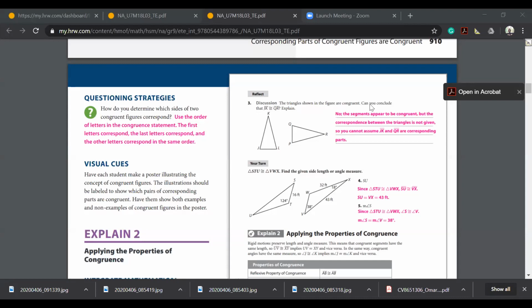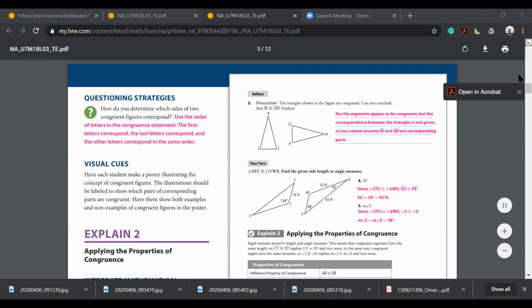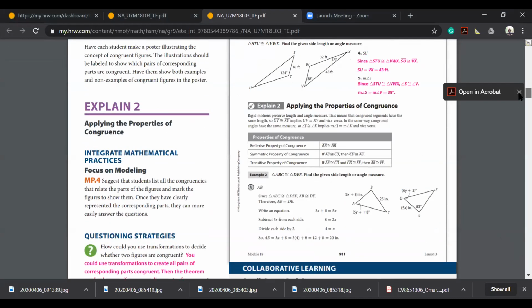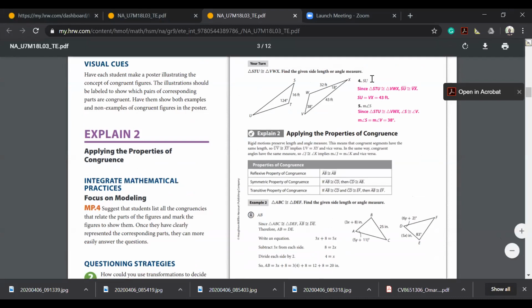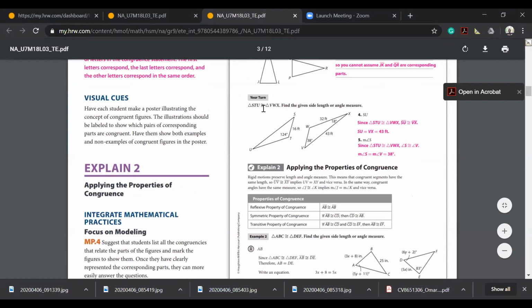Okay, today, just to wrap up lesson 18.3 about the corresponding figures are congruent, I'm going to solve with you the questions that I left for you, beginning by number 4 and 5 in page 911. In page 911, he told you that these two triangles were congruent, as we said. STU is congruent to VWX, and he wants to find the length of SU. Coming here, SU is congruent to VX. VX is equal to 43 feet, so SU is equal to VX, equal to 43 feet. And please do not forget the unit.